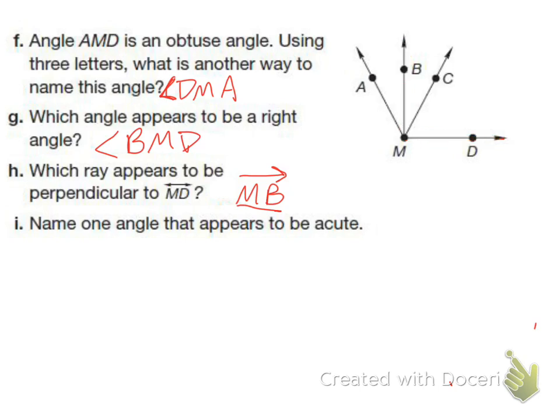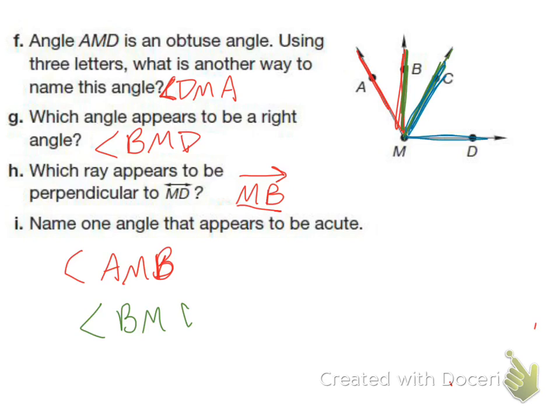Okay. The last part says, name one angle that appears to be acute. Now, there are a couple here we can name. So acute angles are small. So I could say that it's AMB. That could be my answer, angle AMB. I could also say angle BMC. That one is also acute. I could also say angle CMD. All these angles are acute. So I could say any of those angles are acute angles.